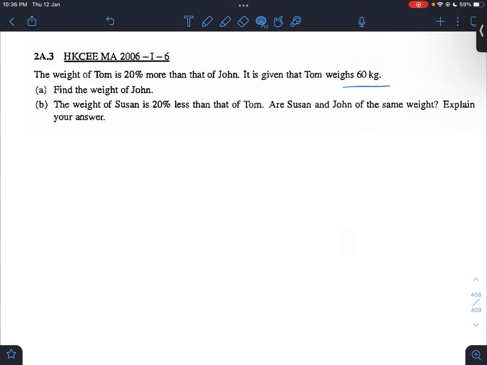The weight of Tom is 20% more than that of John. It is given that Tom weighs 60 kilograms. Part A, find the weight of John. So many students find this type of question kind of confusing. So let's draw a diagram to have a better understanding.